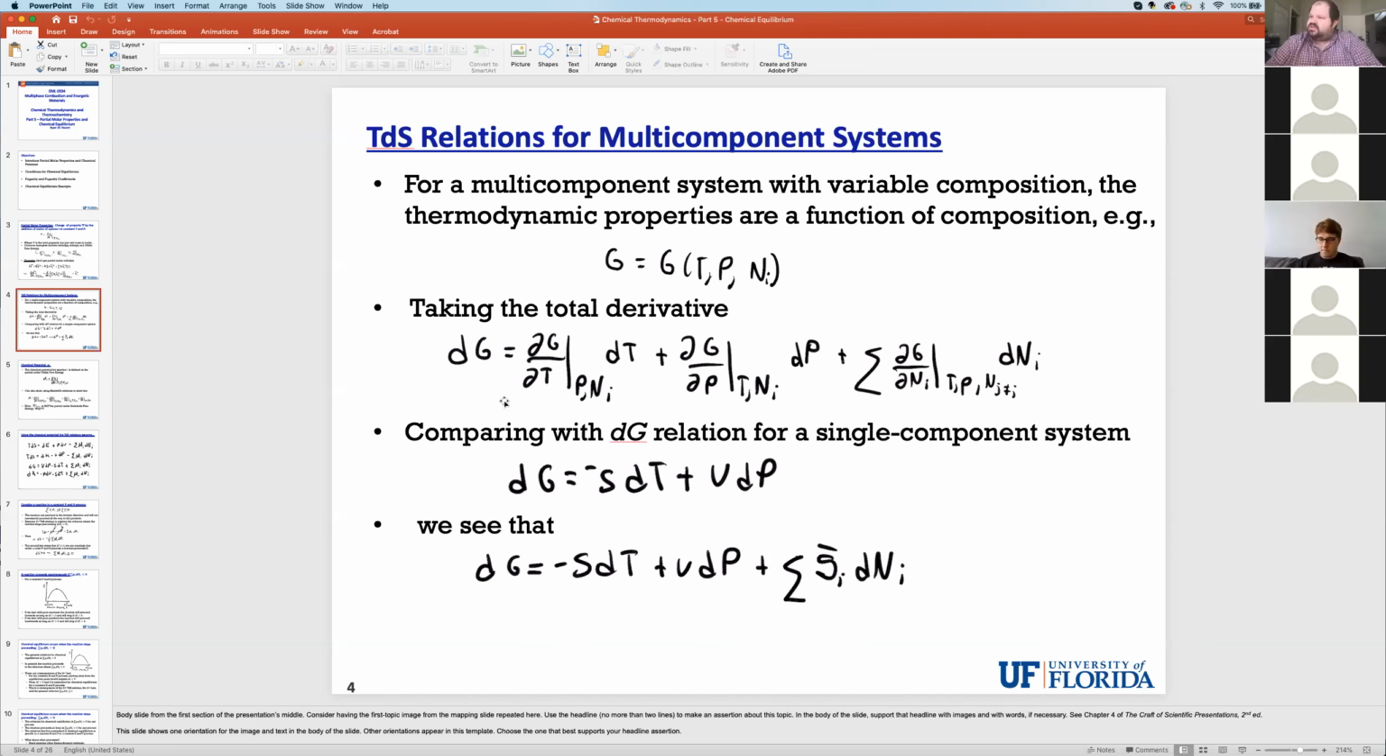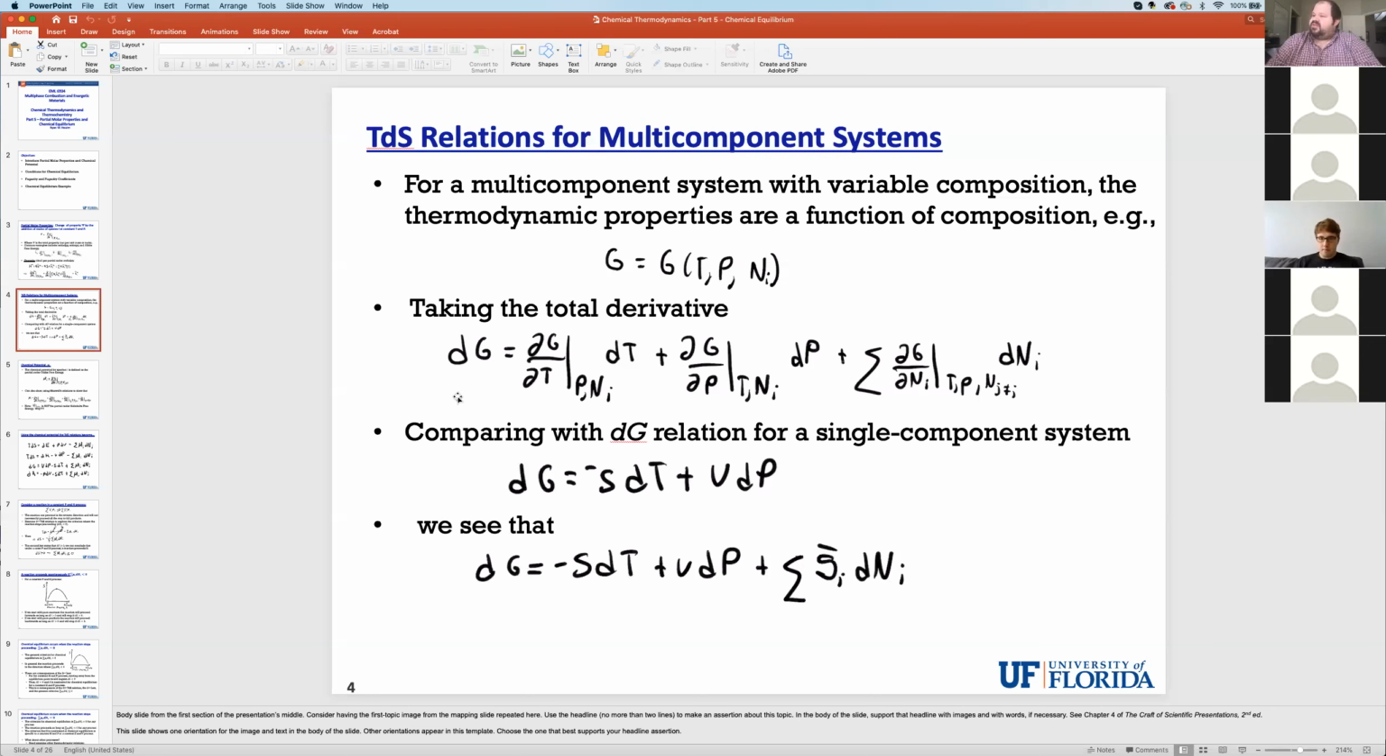We've already handled these two terms before. This term here is minus s, and this term here is v. But we have these extra terms where we have the partial molar Gibbs free energy times the change of number of moles of species i, summed over all the species. Because if you have 10 different gases, you need to consider the change in the number of moles of 10 different species.